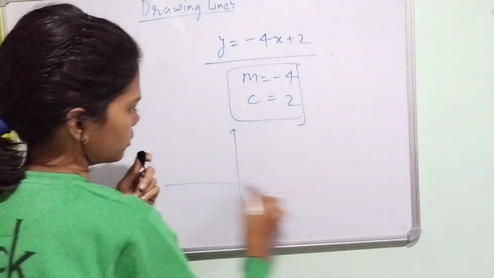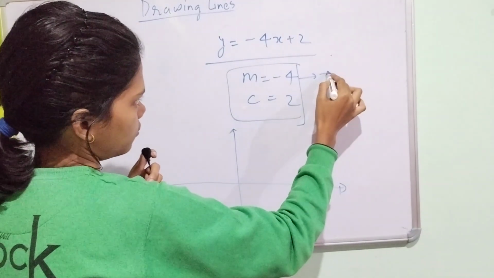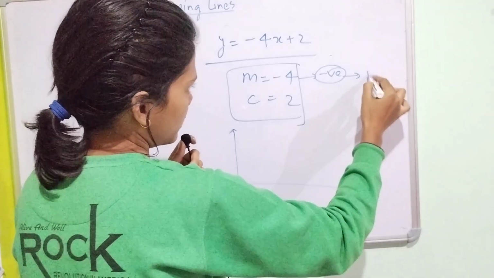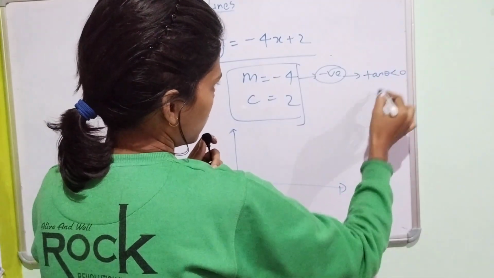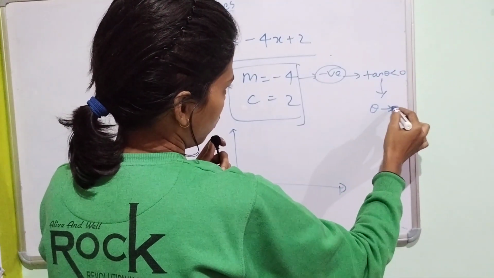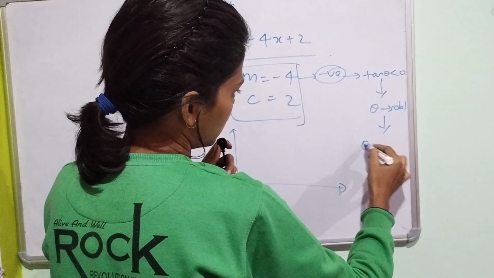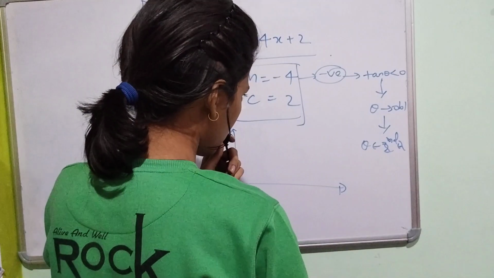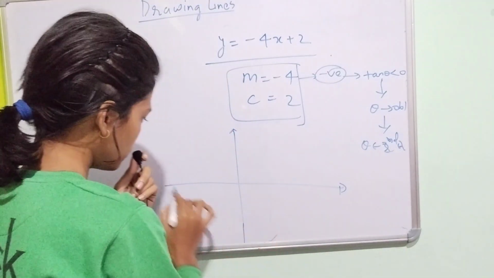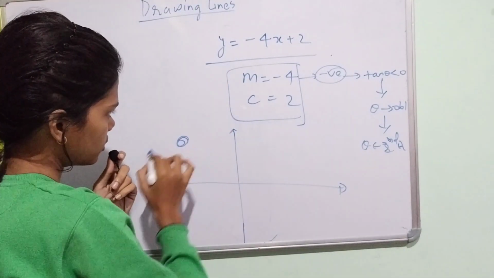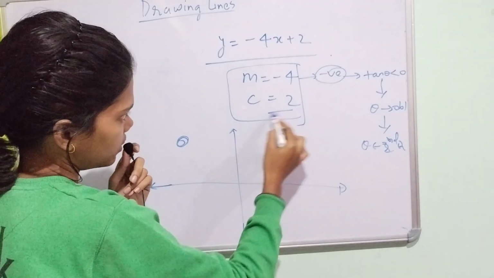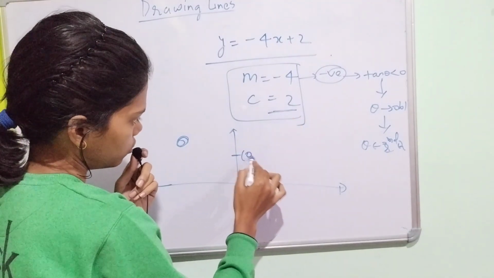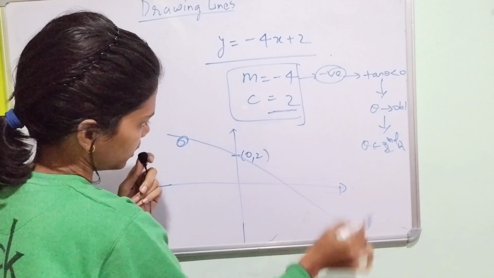Again, what we can see, slope is negative. It means tan theta is negative. It means theta should be an obtuse angle. It means theta is lying in the second quadrant, because in the second quadrant only tan theta is negative. So it is going to lie in this quadrant and its y-intercept is 2. So here suppose it is 0 comma 2. So it is going to pass like this.